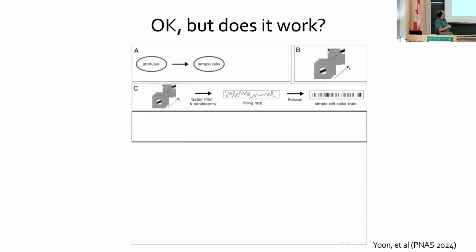Okay, so here's us trying this thing out. I'm going to build a little network. It's a little feed-forward network, where on the left I've got some sort of stimulus like this, and on the right I've got simple cells. So this thing I described for you earlier in terms of just a nice experiment.